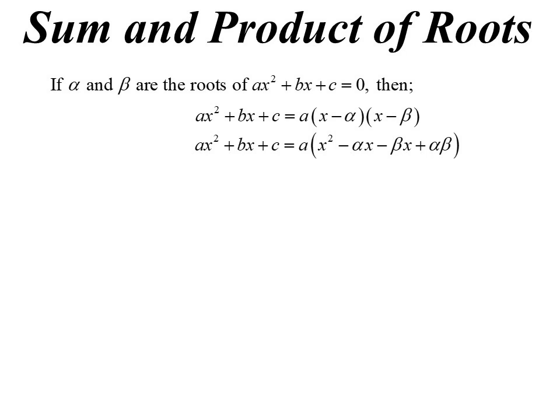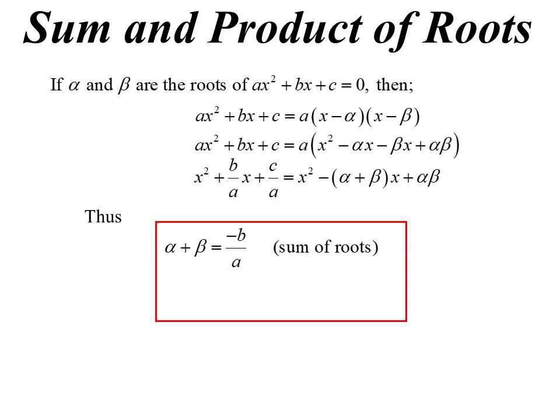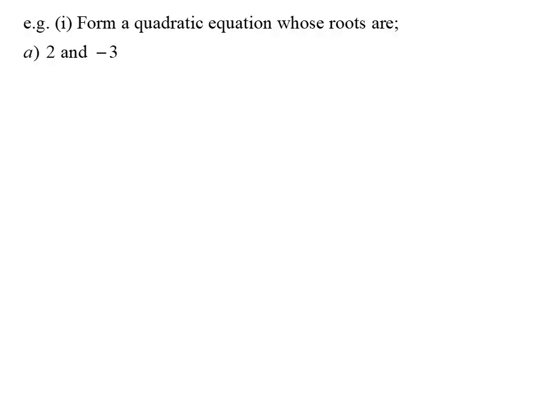If I expand the right hand side out and group my terms together, I can create this relationship: the sum of the roots, alpha plus beta, would be minus b on a, and the product of the roots, alpha times beta, would be c on a. That was useful for this sort of question.